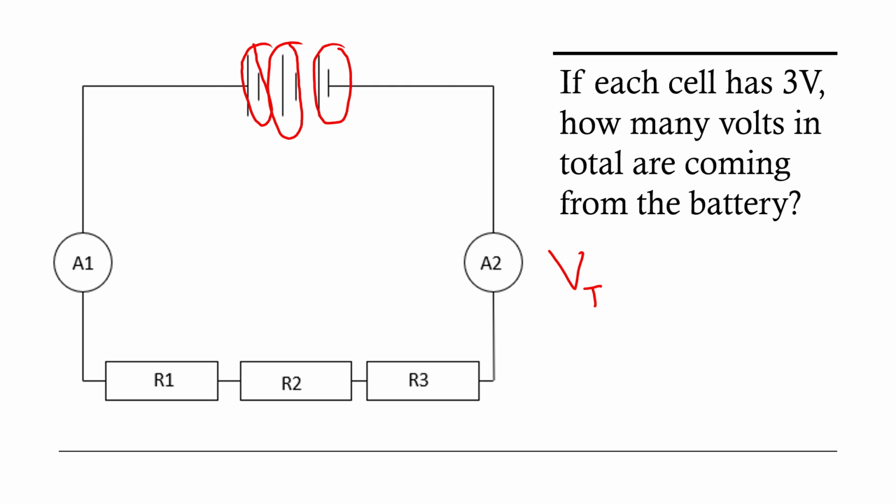So V total, I always like to use little subscripts to say what I'm trying to figure out, is going to be 3 plus 3 plus 3, which gives me 9 volts. In a question in grade 8 and 9, that would probably give you 1, maybe 2 marks. It depends. So that would then be 9 volts. Nice and easy. It's a basic question that they could ask. In grade 10, you could get a question like this, but it would just be for 1 mark, and it would just be testing whether you know how to add series and parallel.